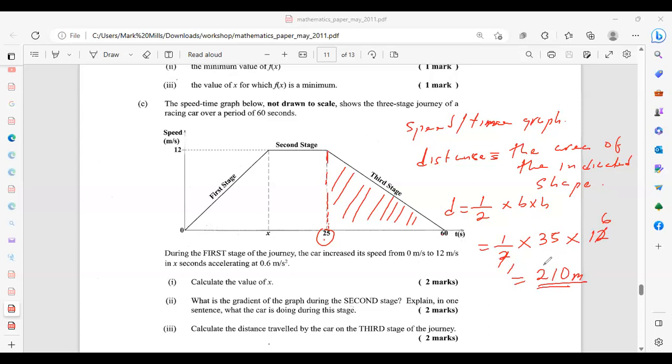Now, just remember that if they had asked for the distance of the entire journey, we would use the area of a trapezium to work it out. If they ask you for the distance of the second stage, it is a rectangle, so you use length times width. And for the entire journey, they are going to find the area of a trapezium.